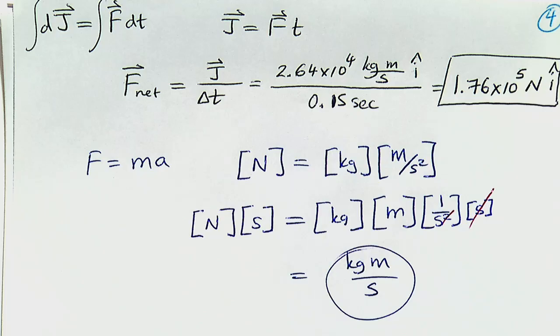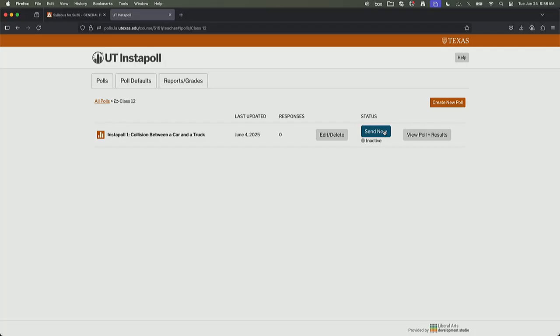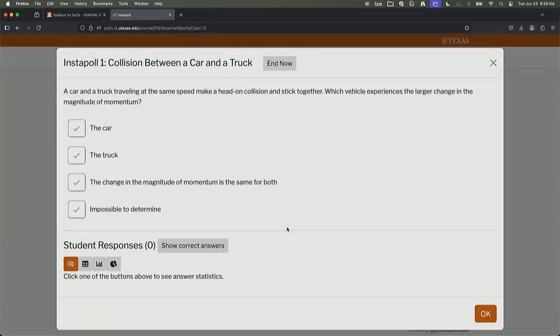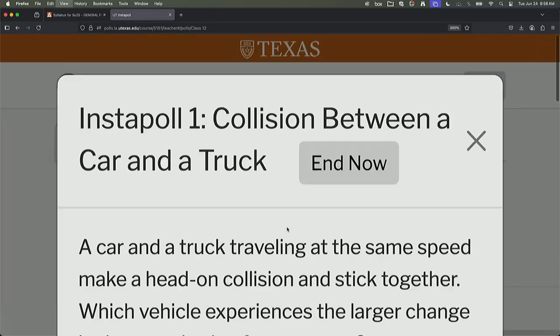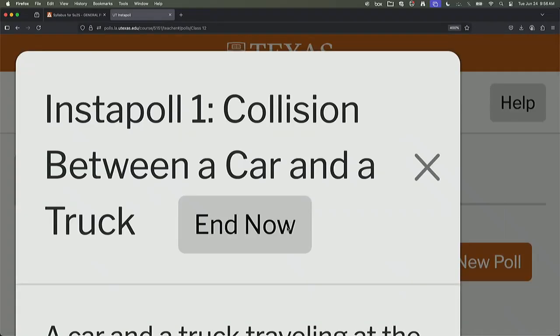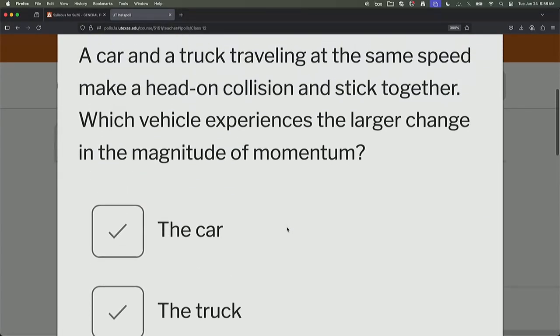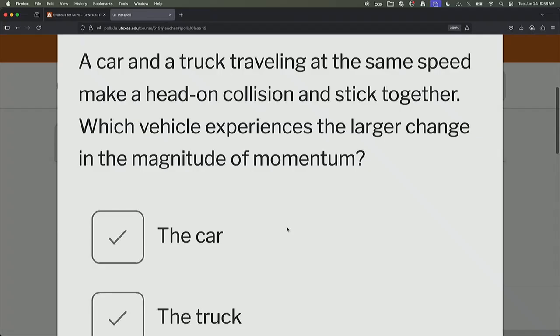Good? All right, let's try another problem. Let's do an Instapoll to give you a little more practice with momentum. Switching to the computer here. Okay, let's send this your way and take a look at this. We'll be back in a minute and a half.